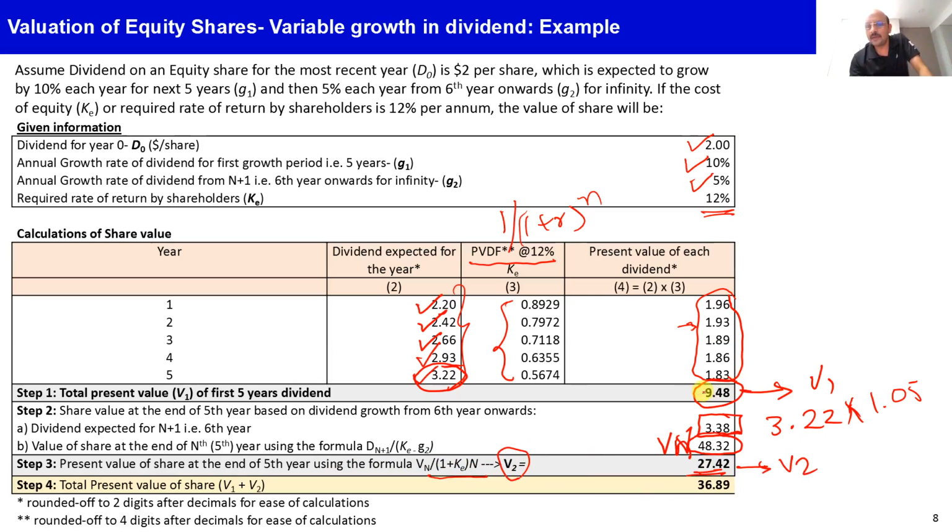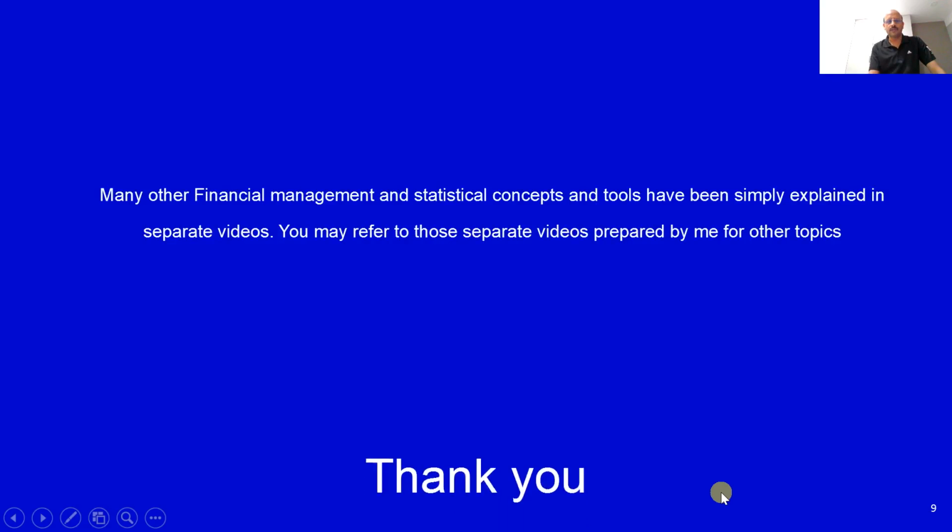When we add V1 of 9.48 plus V2 of 27.42, we get the total value of 36.89 in today's value terms for this variable growth model of dividend. So this is how the valuation of equity shares is done.